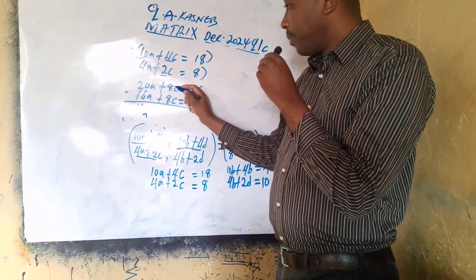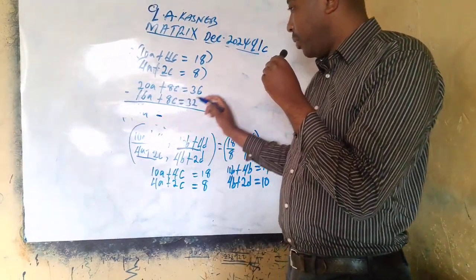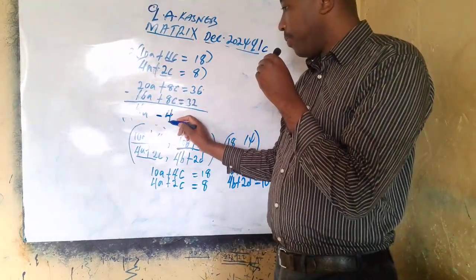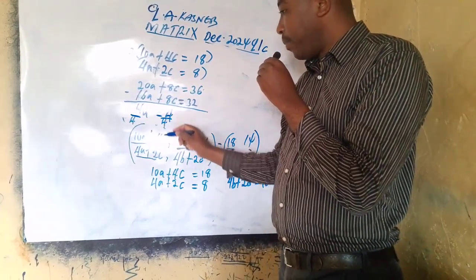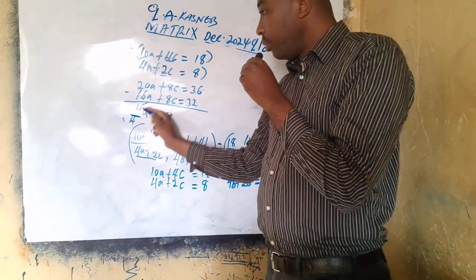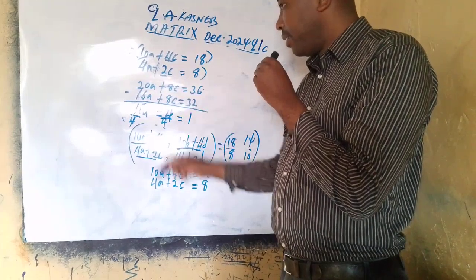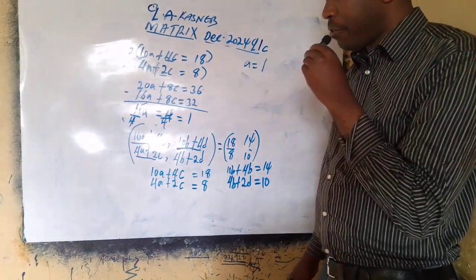8c minus 8c, that is 0. So is equals to take 36 minus 32, we get 4. So my a is equals to, divide both sides by 4, we get our a is equals to 1. So our answer for a is equals to 1. That is the answer for a.